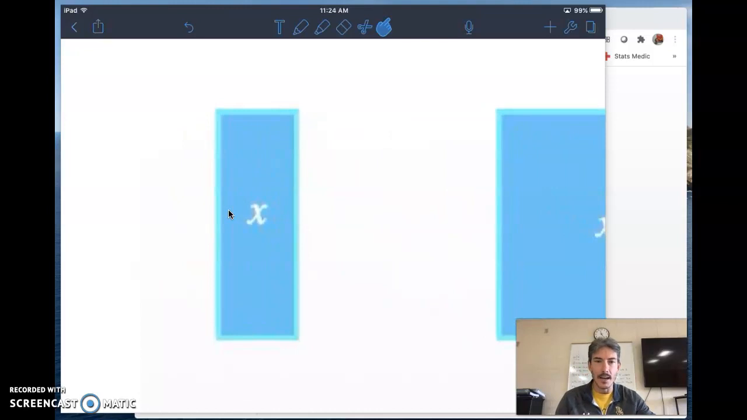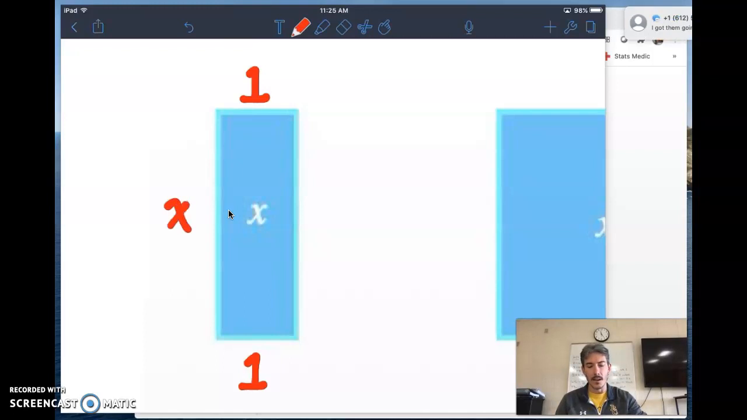Right here I've got our x tile. Our x tile right here has an area of x, but when we put that unit right next to it, it lined up perfectly. That means it is also 1 wide. Now let's think here. If it's 1 wide, the only way to get an area of x is if it's x long.